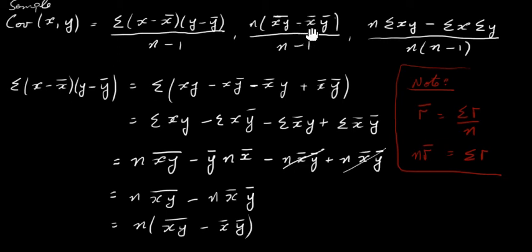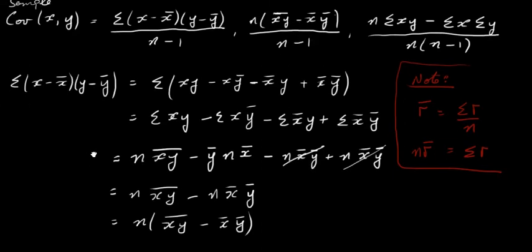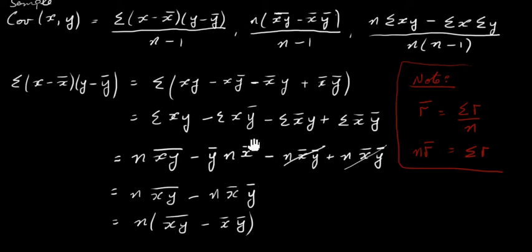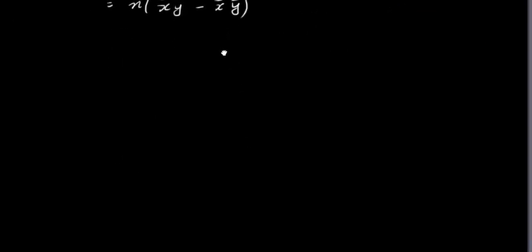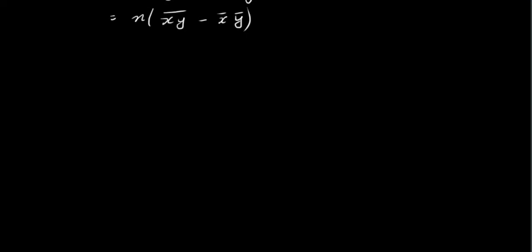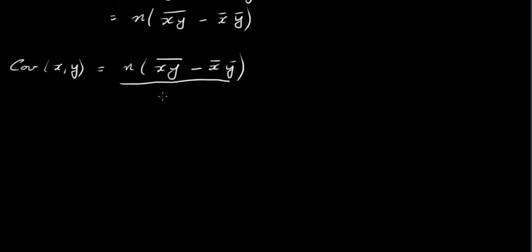Okay, now let me write this down here, and we'll just start again. Then we'll see if we can get from here to here. So we have this as our numerator now. So our covariance of xy is equal to n times (xy bar minus x bar y bar), all over n minus 1. Okay, that was our second version.